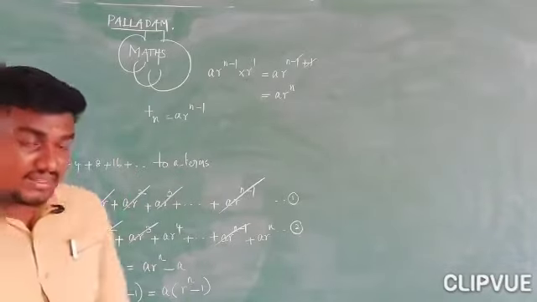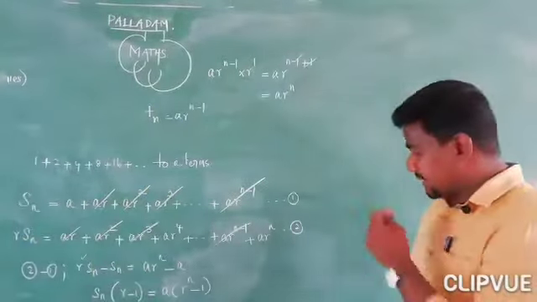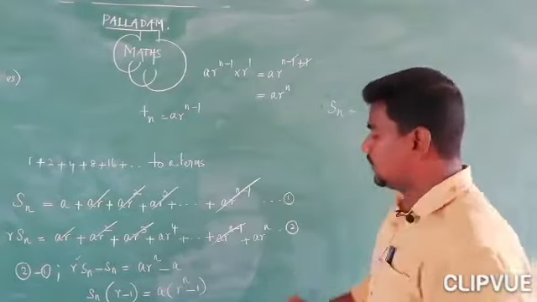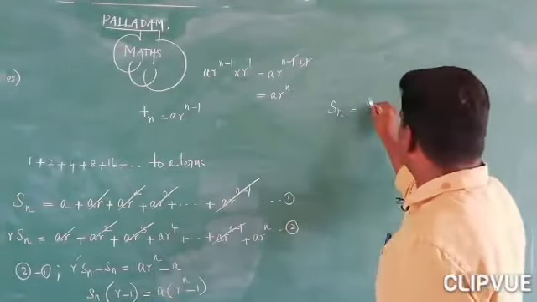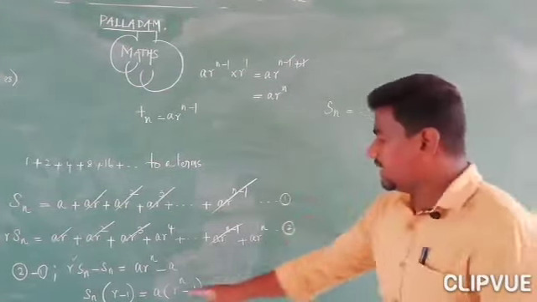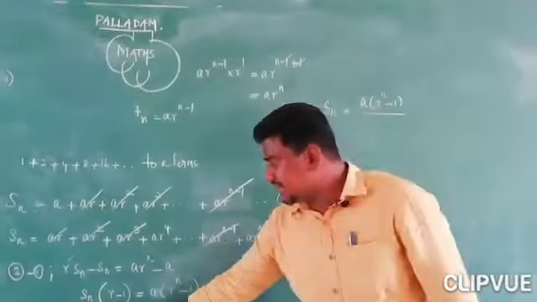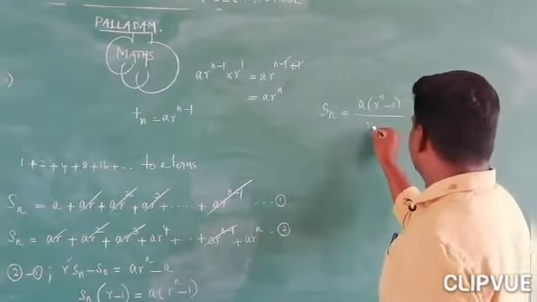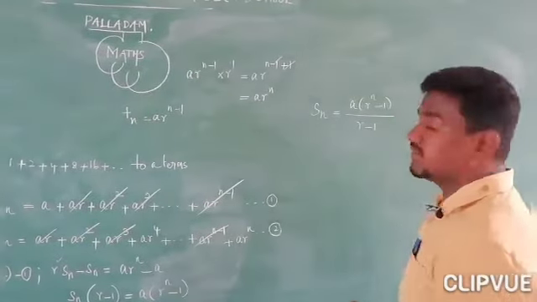Actually we are going to find the value of Sn. So what is Sn? From this, Sn is equal to a of r^n minus 1 divided by r minus 1, since r minus 1 is multiplied with this one. If you take the right-hand side, it divides. So r minus 1. Okay.